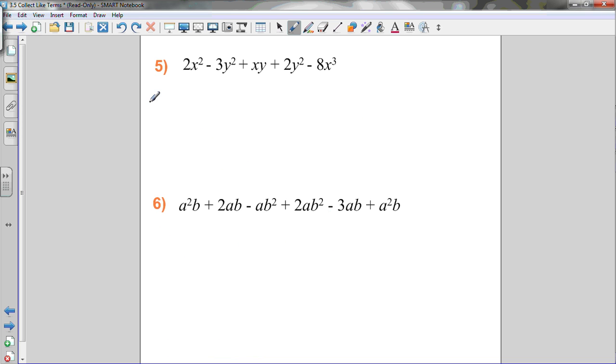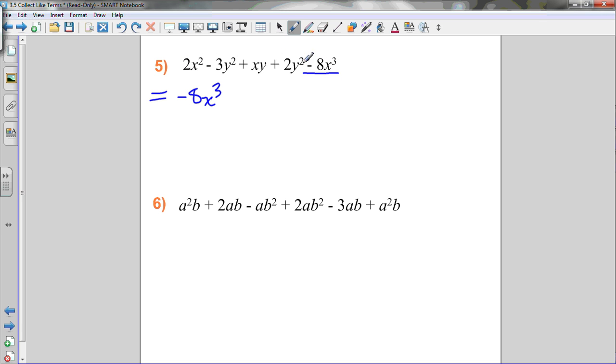Let's do some more. So I've got, well, let's make sure we put this in the proper order. So remember, I want the highest degree term to the left. So I see a negative 8x cubed. That's a third degree term. So I'm going to start with that one. That's the highest degree term. So I've got a negative 8x cubed.